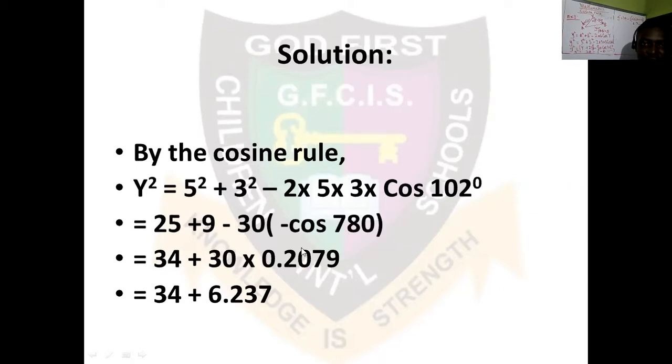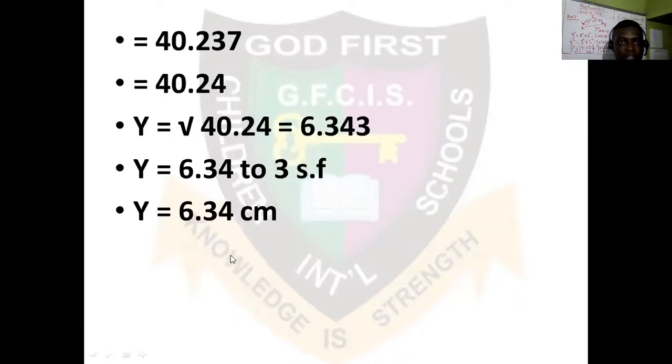So cos 78 is 0.2079. Cos 102 will give you the same thing but minus. So when you add them together, 30 times this now will give you 6.237. Add up together and you get your answer. So you look for the square root of your answer because it was y squared. Y squared gave you this, so the square root will now give us 6.34 centimeter.